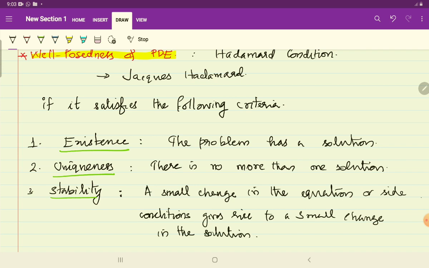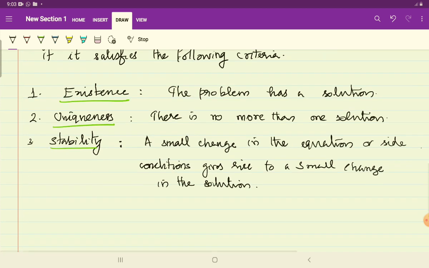So if a partial differential equation satisfies all these three criteria, then it is said to be a well-posed partial differential equation. If one or more of these three conditions fails or does not hold, then we say that the problem is an ill-posed PDE.